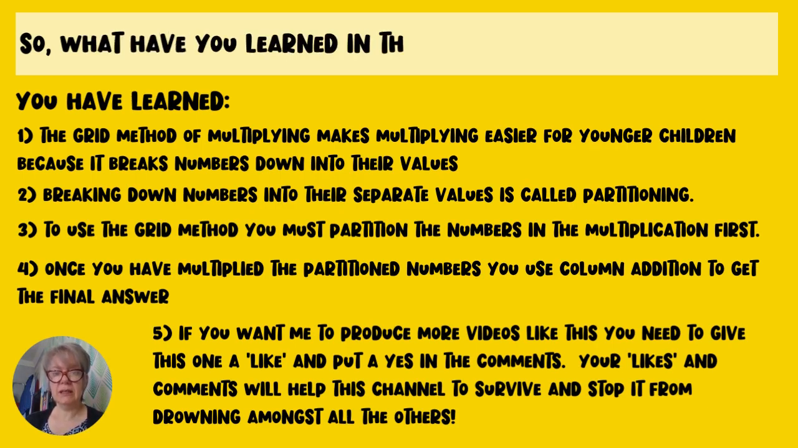So what have you learned in this video? You have learned 1. The grid method of multiplying makes multiplying easier for younger children because it breaks numbers down into their values. 2. Breaking down numbers into their separate values is called partitioning. 3. To use the grid method, you must partition the numbers in the multiplication first. 4. Once you have multiplied the partitioned numbers, you use column addition to get the final answer.